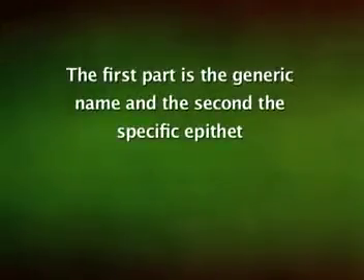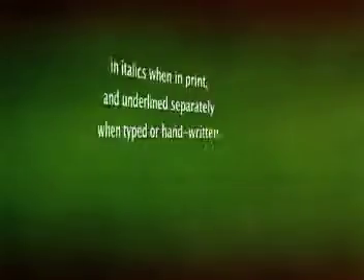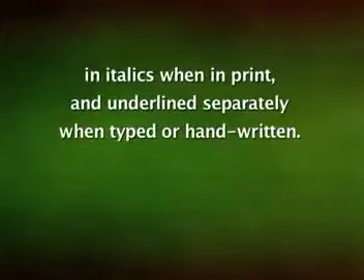Thus, every binomial consists of two parts. The first part is the generic name and the second the specific epithet. The two parts should be in italics when in print and underlined separately when typed or handwritten. The generic name always starts with a capital letter, whereas a specific epithet usually starts with a small letter.